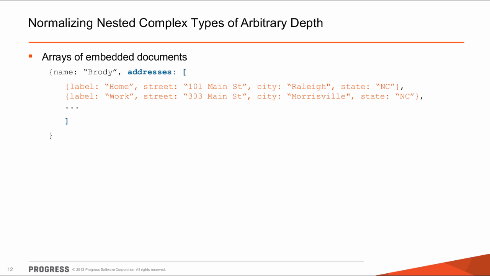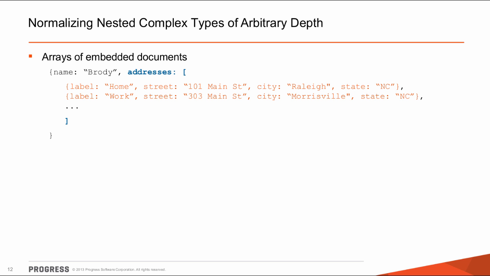But critically, very importantly, JSON can be arbitrarily deep. I mean, the depth of a nested document and where a nested array can exist in a JSON document can go on and on and on.